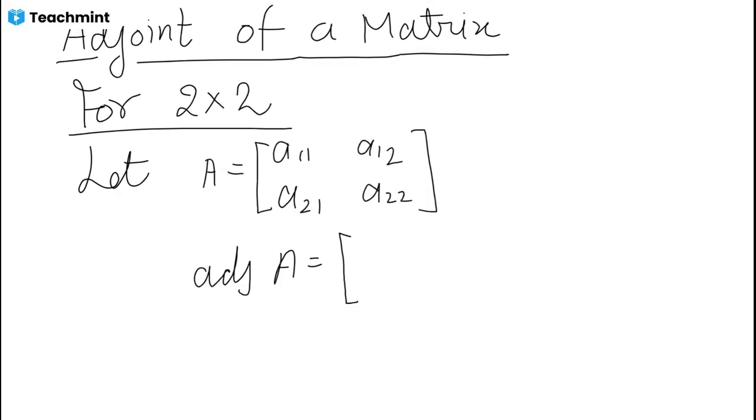The adjoint of A is: just exchange these elements, like take A22 here and A11 here, and take the opposite sign of the other elements, like minus A21 and minus A12. This is the standard form, and we can understand it well by using an example.